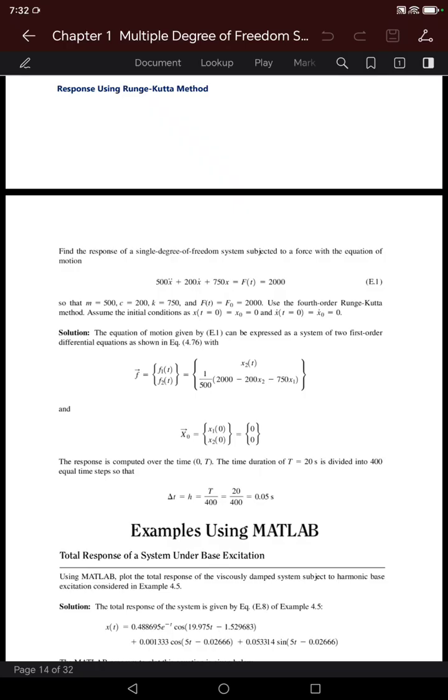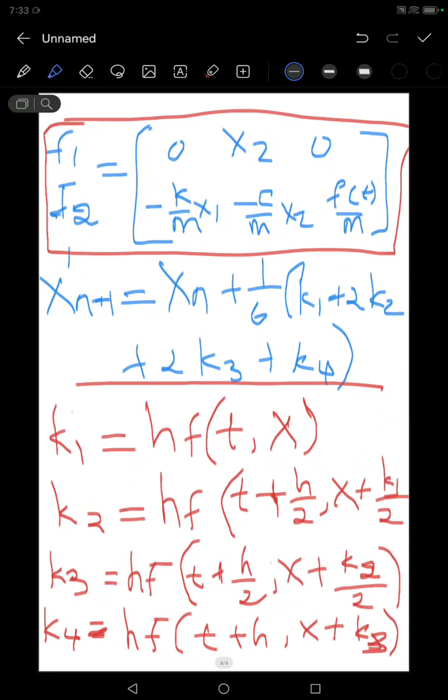And then they say to use the fourth order Runge-Kutta method, and assume the initial condition as this. We have x at t equal to 0, x0 is equal to 0, and then velocity is equal to 0. Okay, so now I'm going to show you all the steps that we have to follow when we are using the fourth order Runge-Kutta method, okay. So now let's go back to the whiteboard and do that problem, okay.